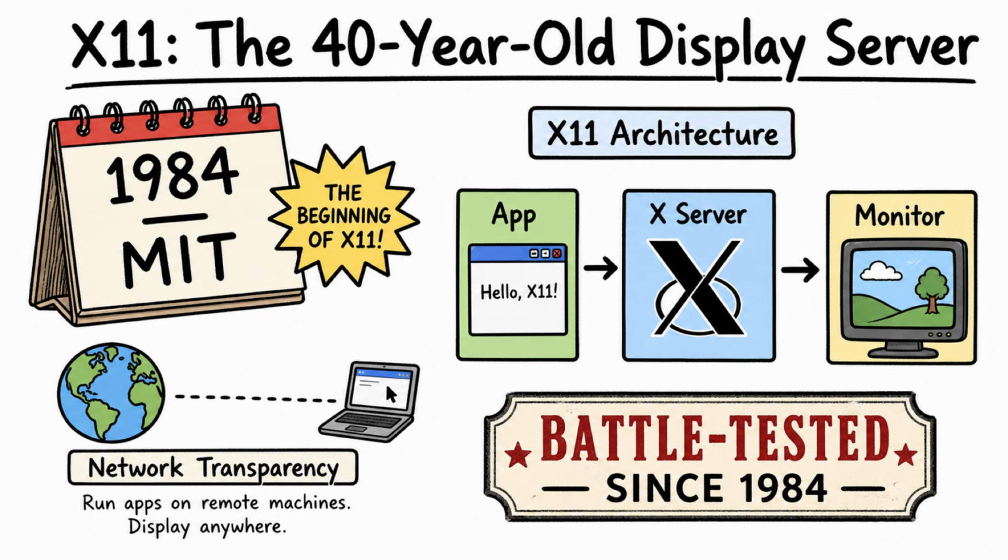Now, for decades, the reigning display server on Linux was X11, also called the X Window System. X11 was created way back in 1984. Yes, 1984, at MIT. And it's been the backbone of Linux and Unix desktops ever since. When you see the term X11 or Xorg, this is what people mean. It's old, battle-tested, and incredibly compatible. Almost every Linux application in existence was built to work with X11.